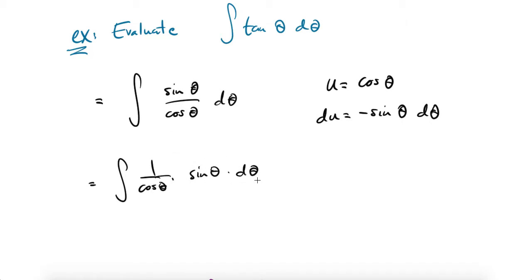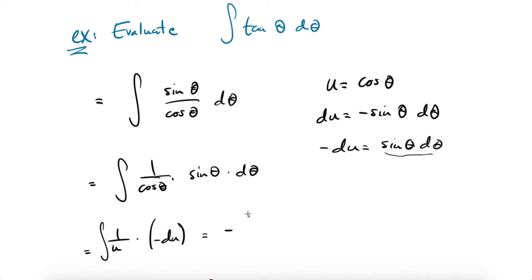So all of this is going to be replaced by my differential, and if I isolate this for what I want, I don't actually want a negative sign, so I can divide both of these by a negative sign. So I can see that if I want to replace this, I'm going to do that with negative du. So 1 over cosine, that's 1 over u. And then sine theta d theta, that's negative du.